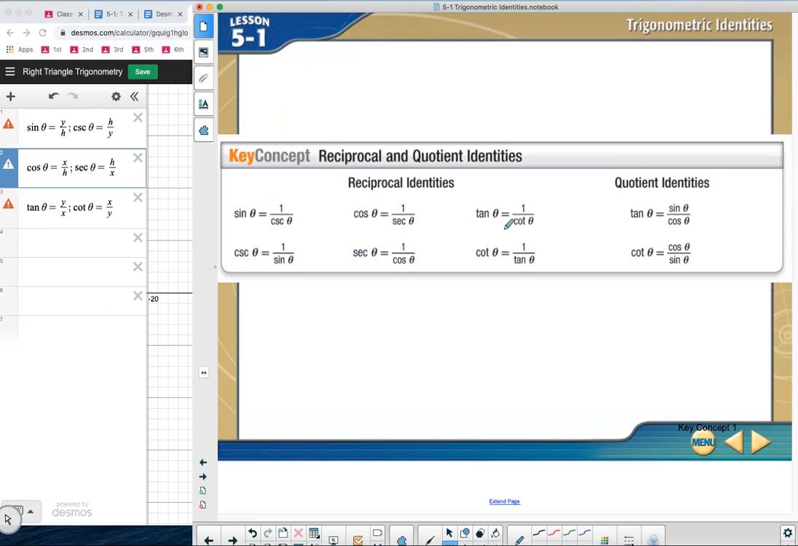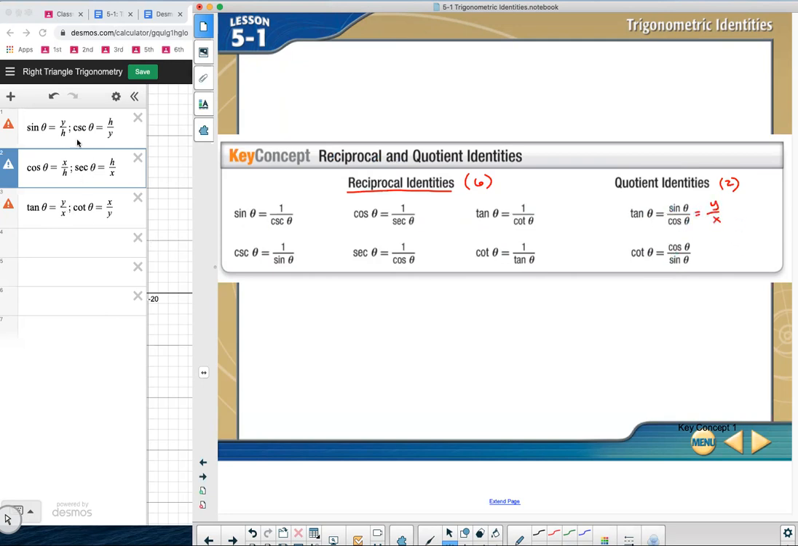Cosine and secant are reciprocals, tangent and cotangent are reciprocals. That's the reciprocal identities. There are 6 of them. Quotient identities, there are only 2. So that tangent is sine over cosine and cotangent is cosine over sine. Now, why is this? Well, we've learned that tangent is y over x.